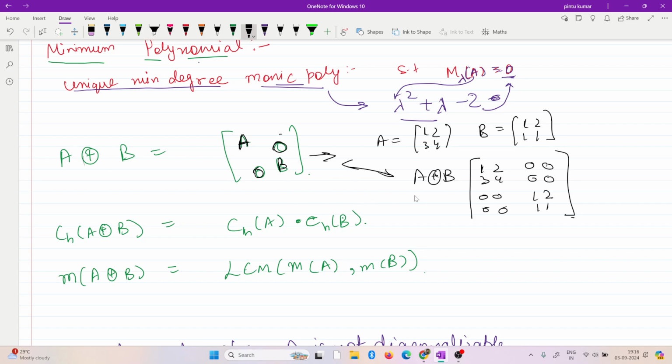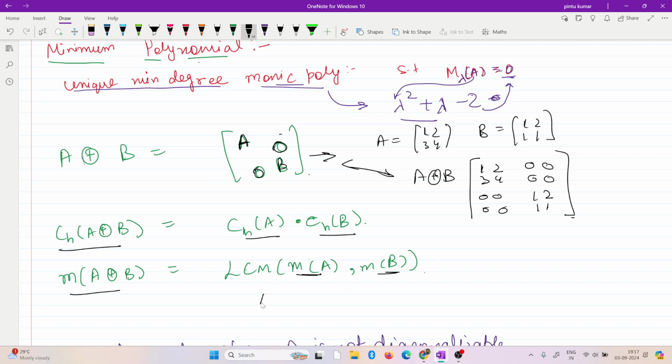This is what you mean by this special kind of sum of A and B. And if you join your matrices in this form, then the characteristic polynomial of this joint matrix is the product of the characteristic polynomials of A and B. But the minimal polynomial is the LCM of both the minimal polynomials, the minimal polynomial of A and the minimal polynomial of B. It is the LCM of both of them.